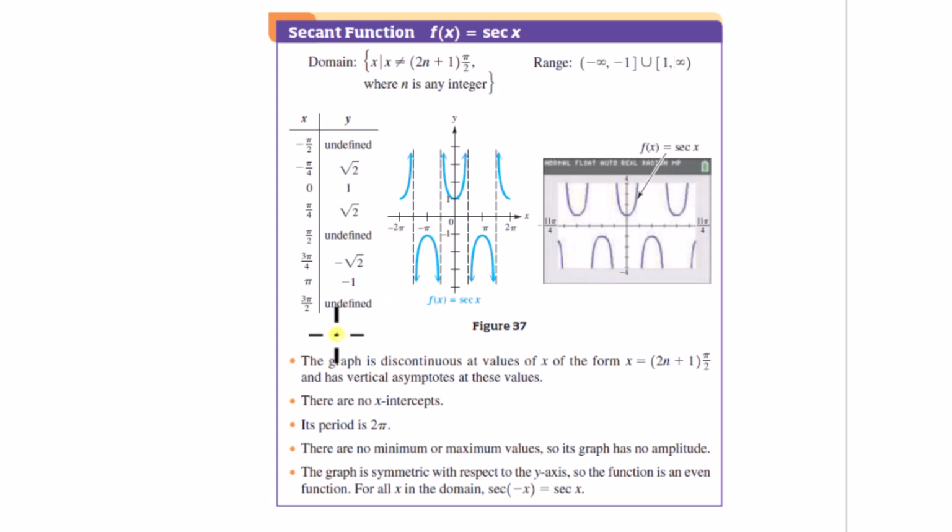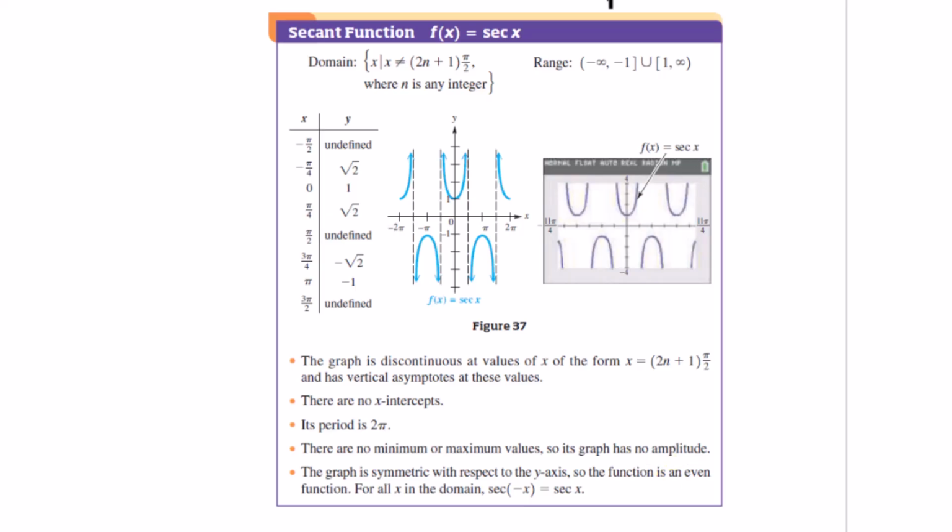Okay, and then let's see. Discontinuous, had the vertical asymptotes, right? There are no x-intercepts, which makes sense because think about the range. Period 2 pi. There are no minimum or maximum values, so its graph has no amplitude.